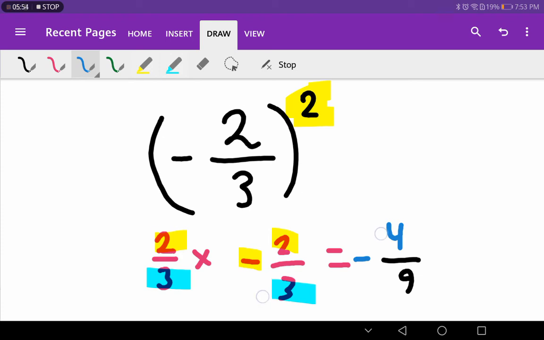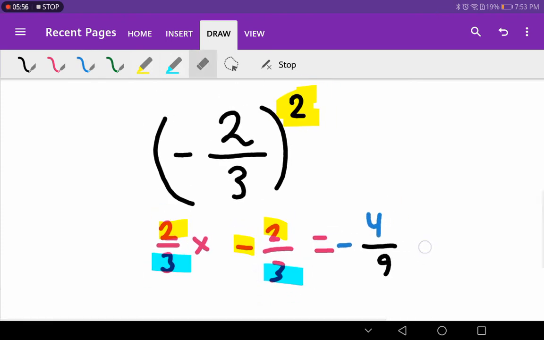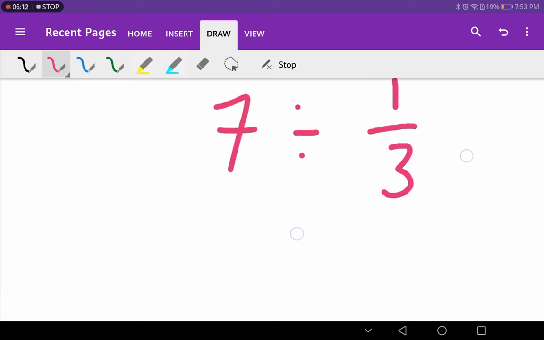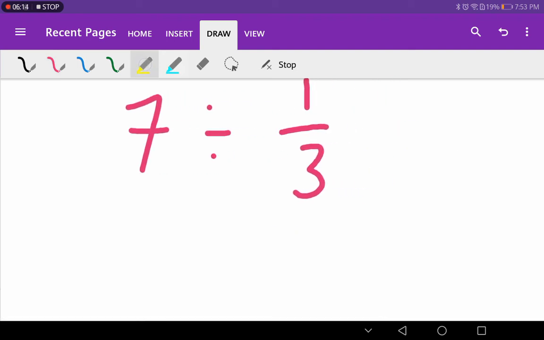Now, my dear students, let us move to division. Divide, or find the quotient, for real numbers. Let us take 7 divided by 1 over 3. How can we do it? Actually, if you have a division like this, the first step is to change it to multiplication.